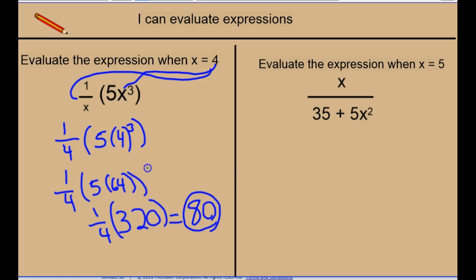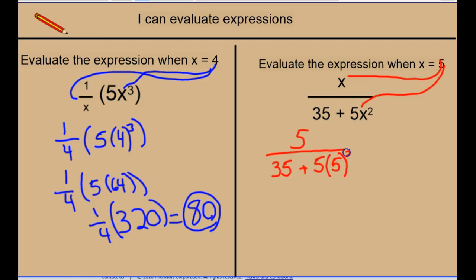Second problem, what we need to do is we need to put in 5 for x. So every time you see an x, put a 5 there. So then what our problem is going to read like is 5 over 35 plus 5 times 5 squared.